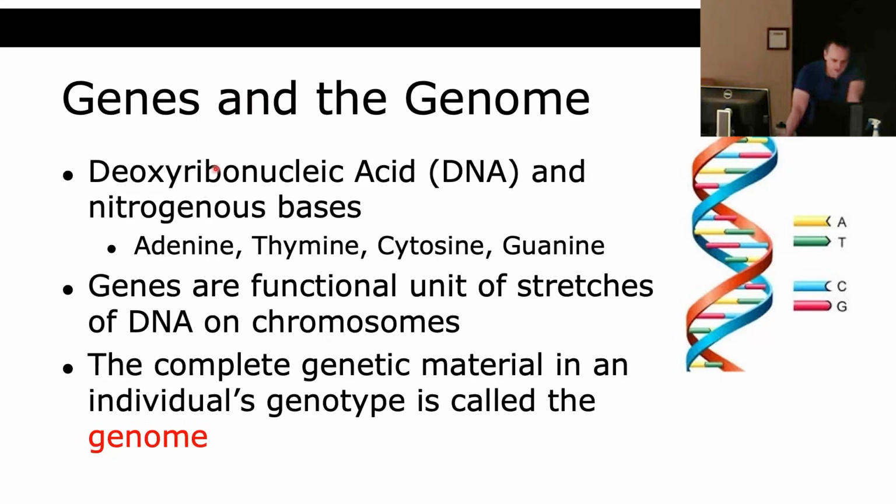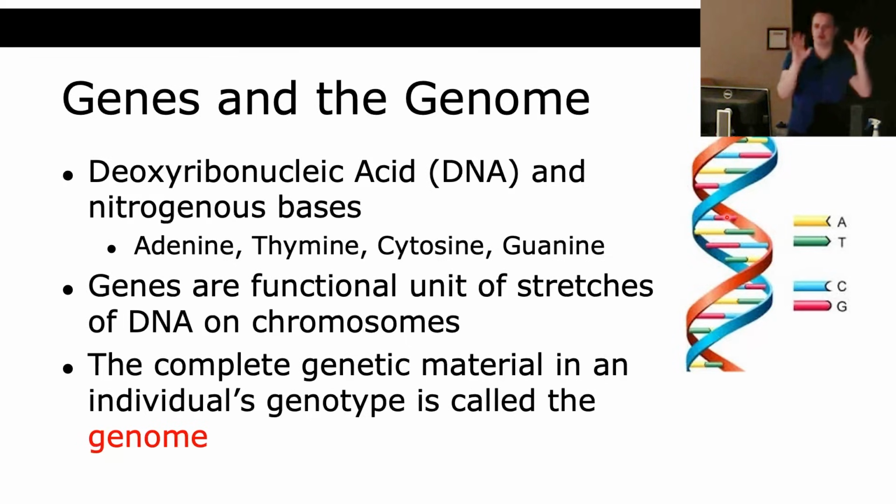So, deoxyribonucleic acid, that is what DNA stands for, and I'll never say that again, and the nitrogenous bases, so A, T, C, and G. If you're looking at sequences of DNA, we've assigned these 4 letters to the 4 different things that actually make up DNA, so it's a sequence of A's, T's, C's, and G's. Genes are functional units of stretches of DNA on chromosomes, okay? So when we talk about a gene, we can sometimes look at a DNA sequence and say, oh, this sequence of A's, T's, C's, and G's is a gene which affects hair color, right?